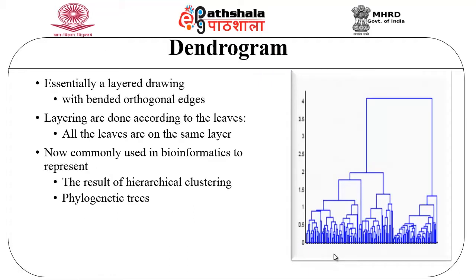The next one is a dendrogram, which essentially is a layered drawing. It has bended orthogonal edges. The layering is done according to the leaves. All the leaves are on the same layer of the dendrogram. It is commonly used in bioinformatics to represent the result of hierarchical clustering, and it also tries to represent phylogenetic trees. So here you can see the root has 2 children, and once again the leftmost child is divided into 2 children, which in turn are divided into many more children.